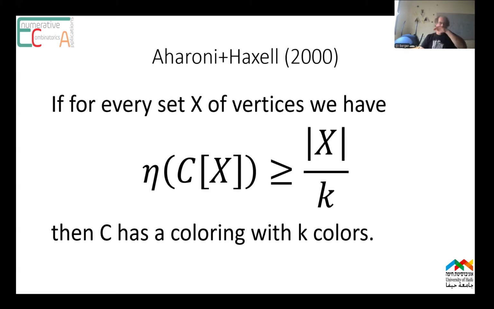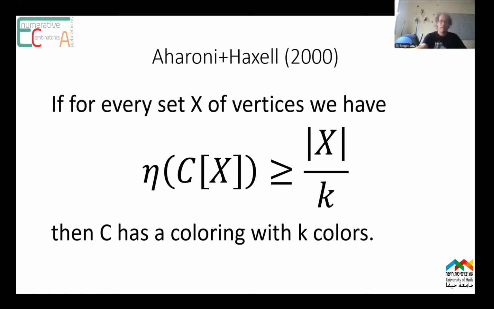And a theorem of Aharoni and Haxell, but this is reformulated in many senses, but it says that if for every set X of vertices we have that chi of the complex induced on these vertices is at least the size of X over K. If this is the case, then C has a coloring with K colors.